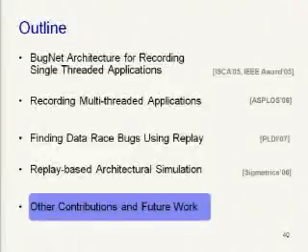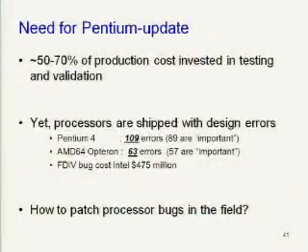Now, finally, I'll conclude with some of my other contributions and some of my future plans. The question here is, not only does software have bugs, but also the processors in our desktop systems today have a lot of bugs in them. For example, Pentium 4 has 109 bugs, and AMD 64 Opteron has about 63 bugs. And these are published routinely in the errata sheets.